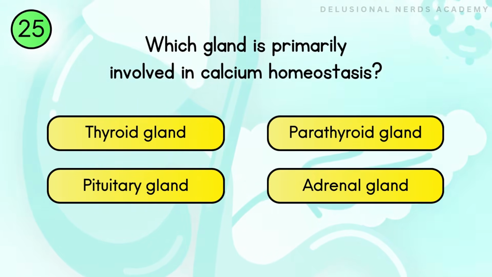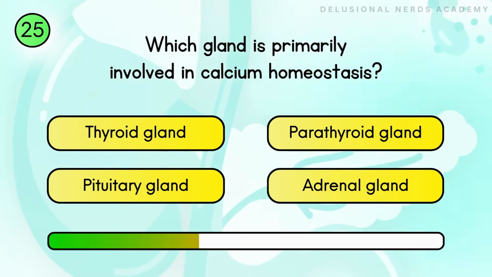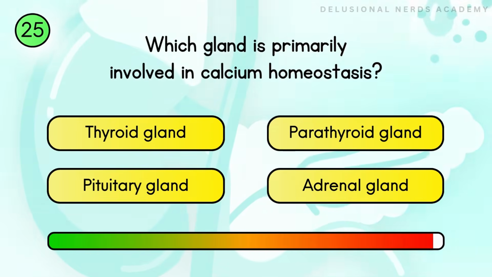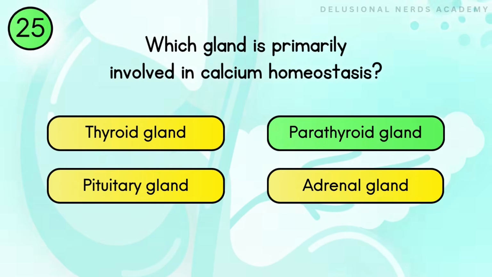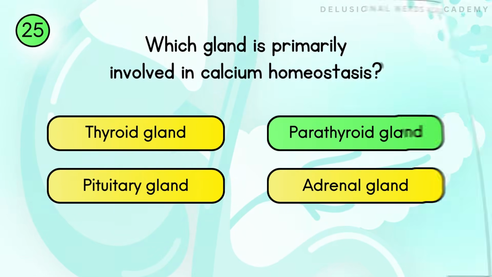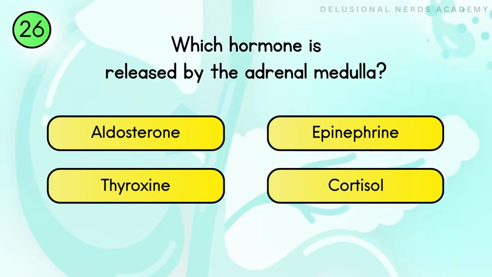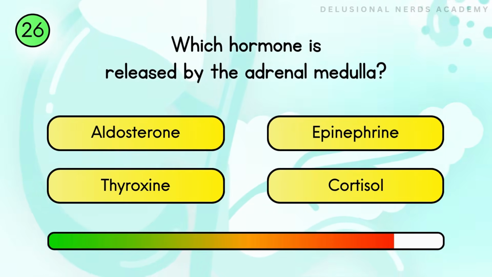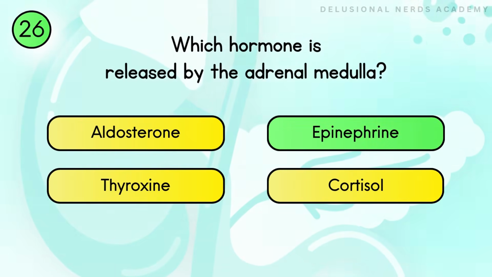Which gland is primarily involved in calcium homeostasis? The parathyroid gland regulates calcium levels in the blood. Which hormone is released by the adrenal medulla? The adrenal medulla secretes epinephrine during stressful situations.